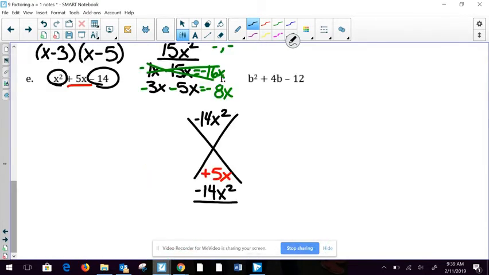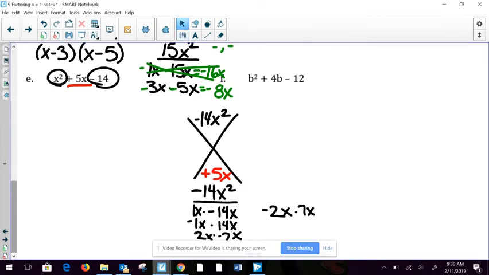So looking at this, negative 14, in order to get a negative, I have to have a positive and a negative. So I'm going to write this down 2 times. I have 1x and a negative 14x, or I could have a negative 1x and a positive 14x. Either way, these will multiply to give me negative 14. What's another way I can multiply to get it? Good. I can also do a 2x and a negative 7x, or I could do a negative 2x and a positive 7x. So all of those are ways to get my negative 14.